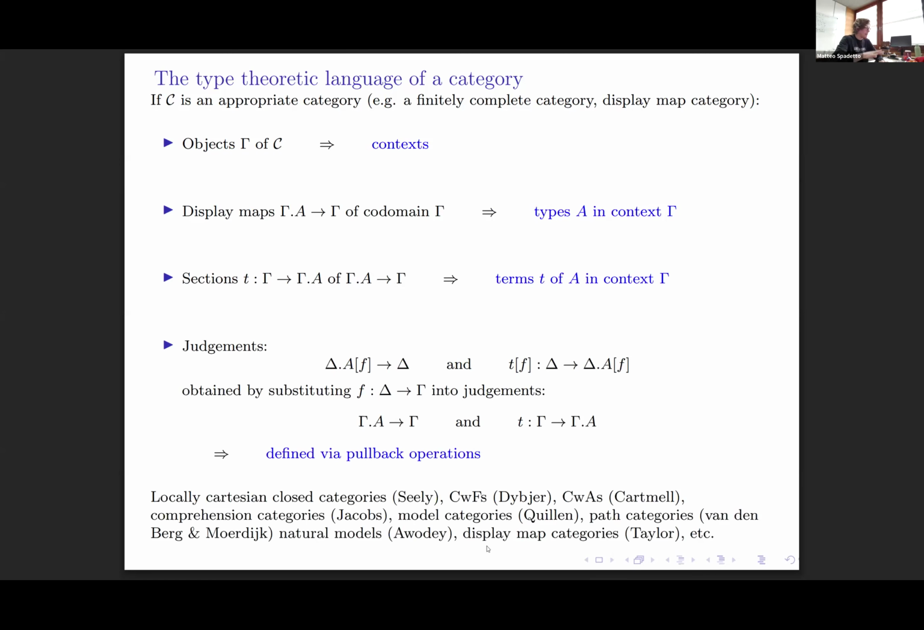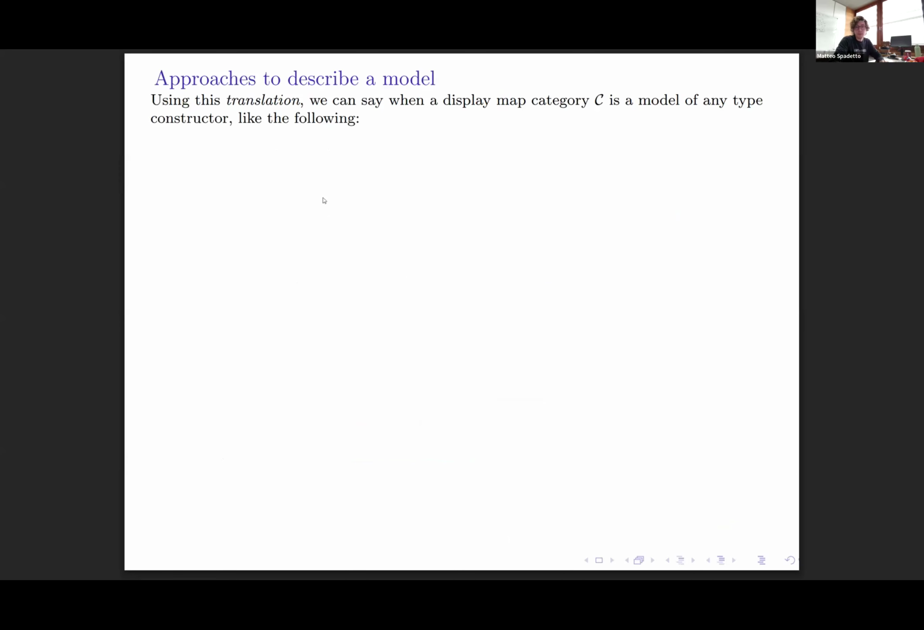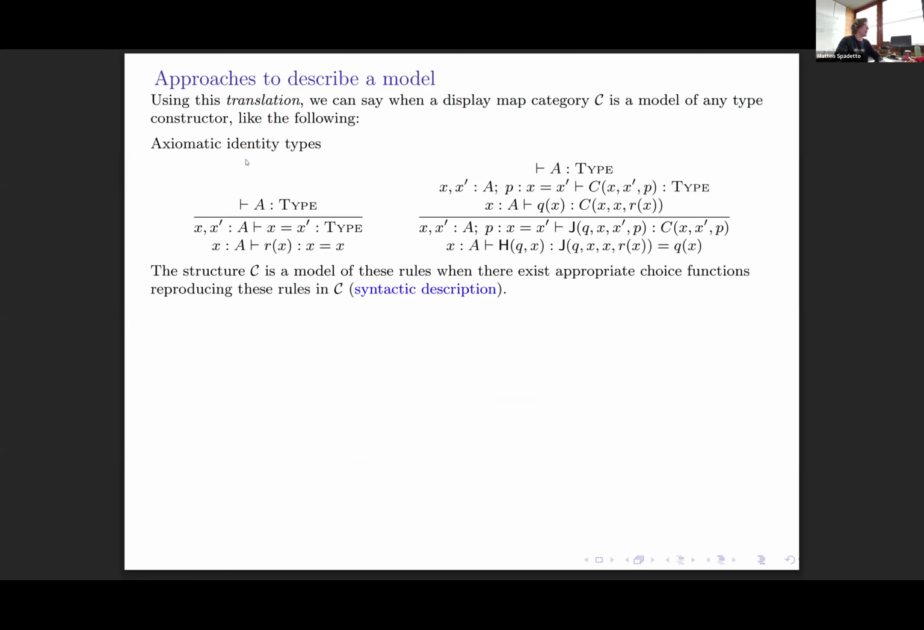This is the idea at the basis of the main categorical ways that we have in the literature to phrase models of dependent type theory. According to this language, according to this translation, we can explicitly say when a display map category C is or is not a model of a type constructor. For instance, let us consider axiomatic identity types, where you have a formation rule, an introduction rule, an elimination rule, and a computation axiom.